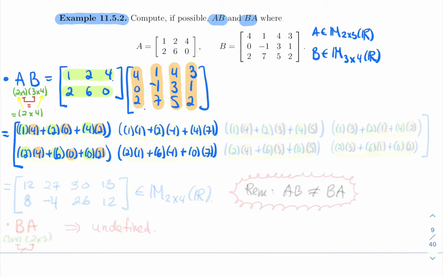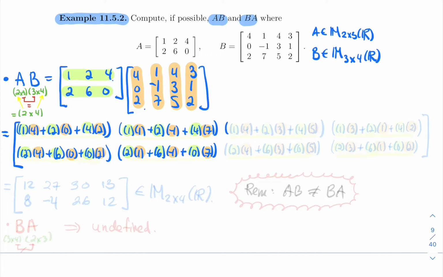Again, here if I use color, I'll put in green my row numbers. So I had my 1, 2, 4 on the first row and my 2, 6, 0 on the second row. And I'm using the same column 2 throughout. So 1, minus 1, 7, and 1, minus 1, 7. So it's the same second column for the second column computation. Now we're going to use the third column for the third column computation.